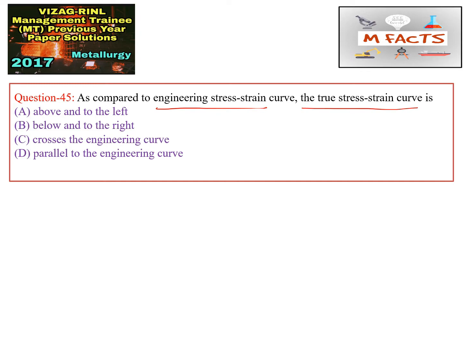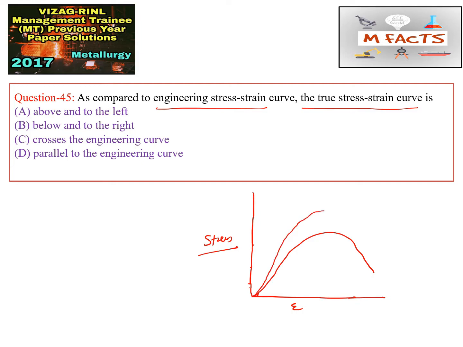Suppose we are trying to draw both curves on one scale. This is the strain scale and this is the stress. If we draw the engineering stress strain curve, we get it like this. And on the same pattern, if we draw the true stress strain curve, we will get a curve like that. This is the UTS for both, and this is the curve for true stress strain, and this is the curve for the engineering stress strain diagram.